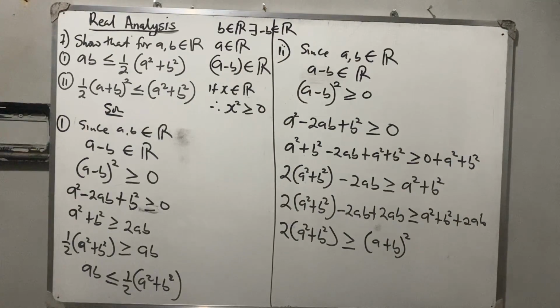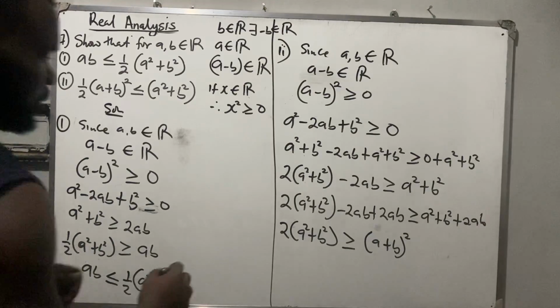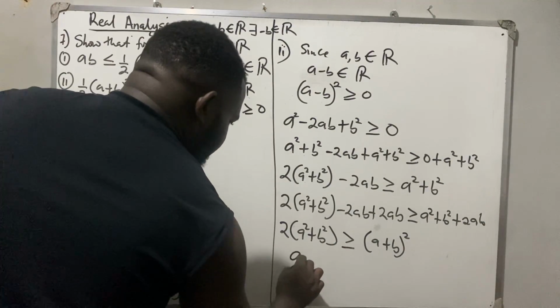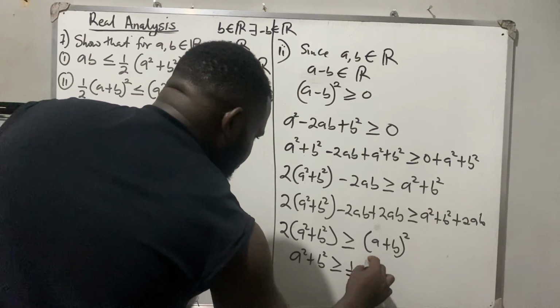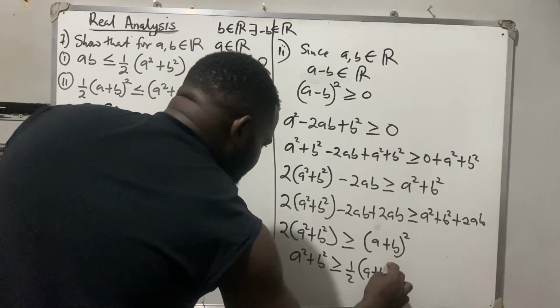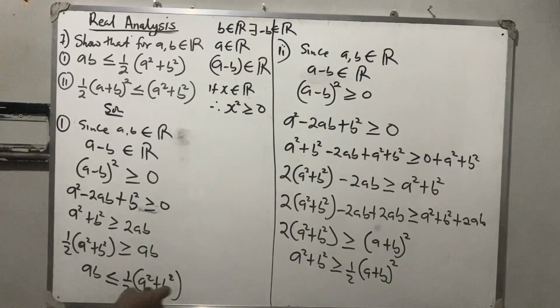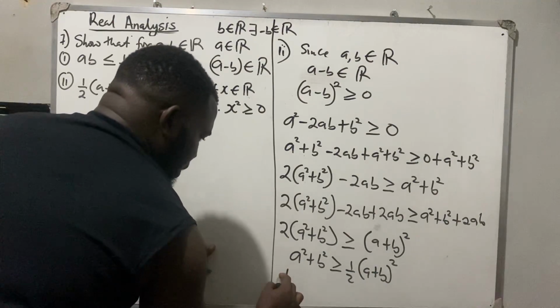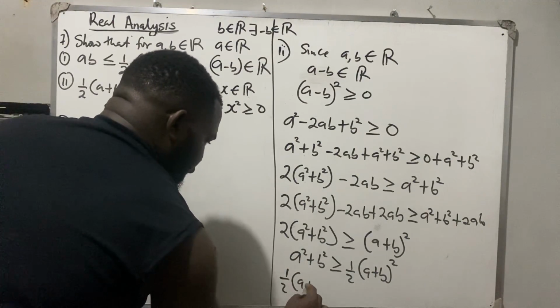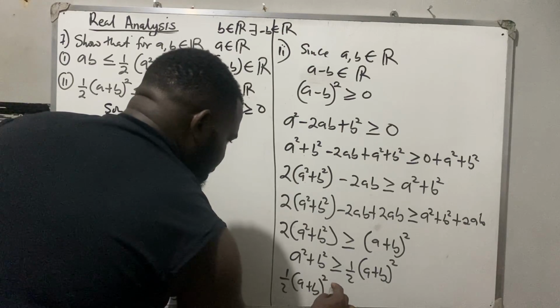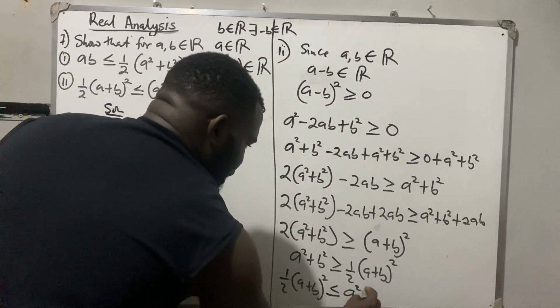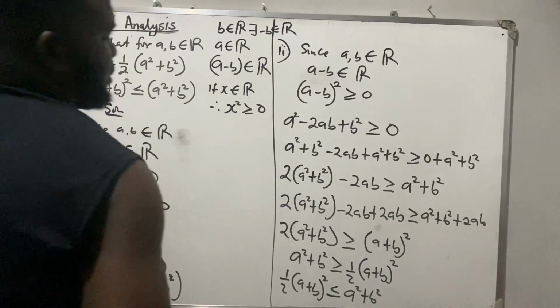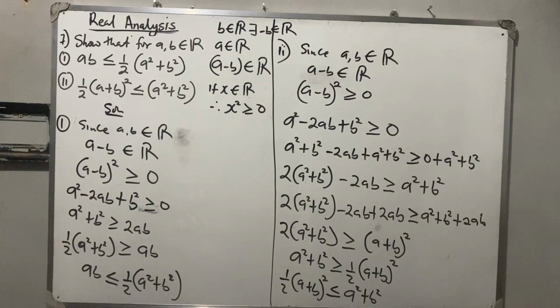So now, we're going to divide both sides by 2. If I divide both sides by 2, I have a squared plus b squared is greater than or equal to 1 over 2 into a plus b all squared. So let me write this one first. That is 1 over 2 into a plus b all squared will now be, the arrow is pointing here, so it should be less than or equal to a squared plus b squared. So that is that, as simple as that.